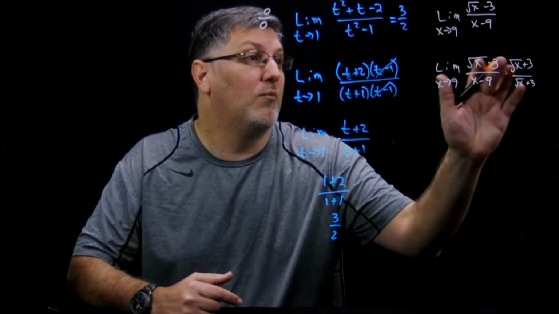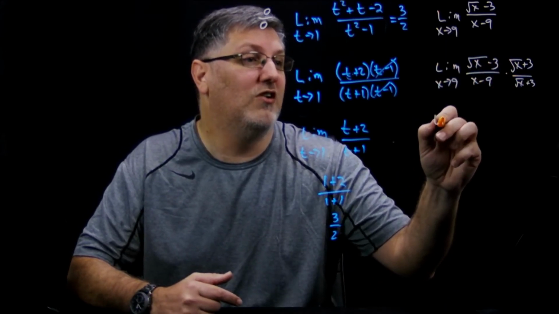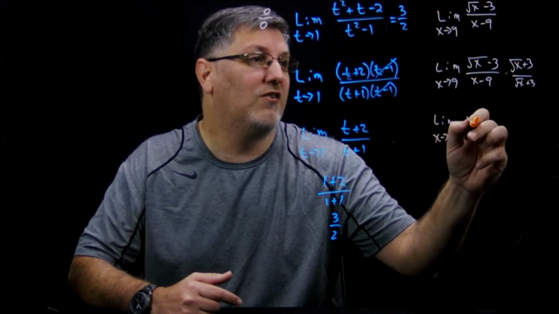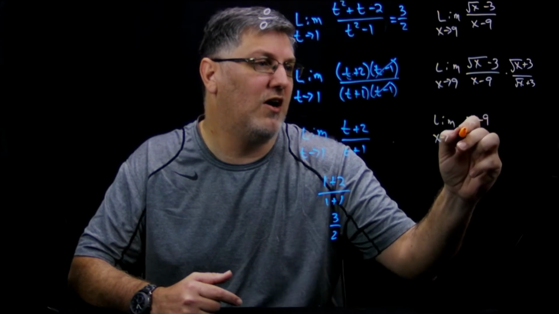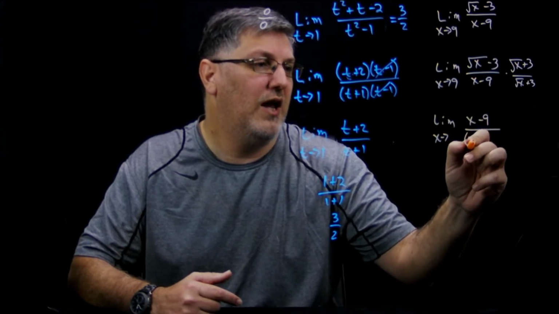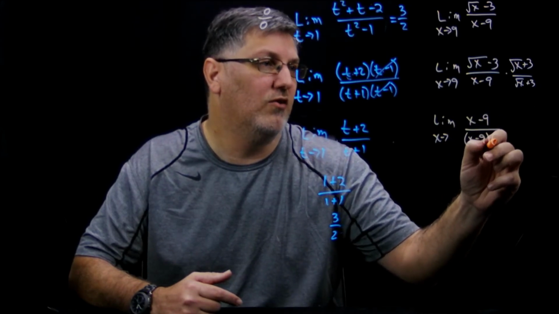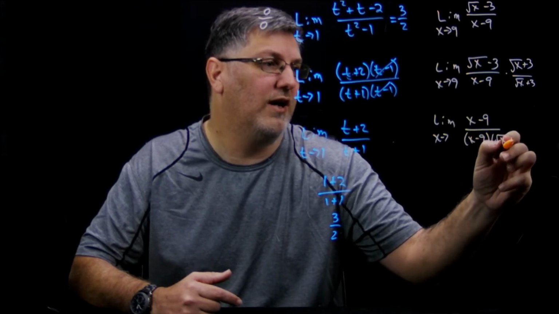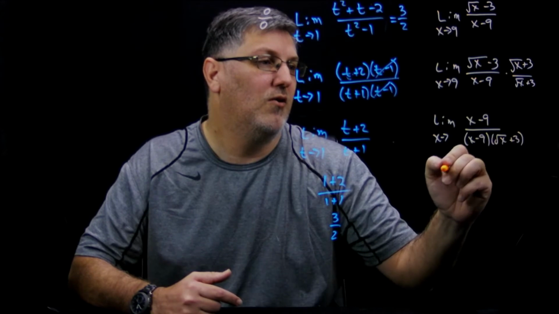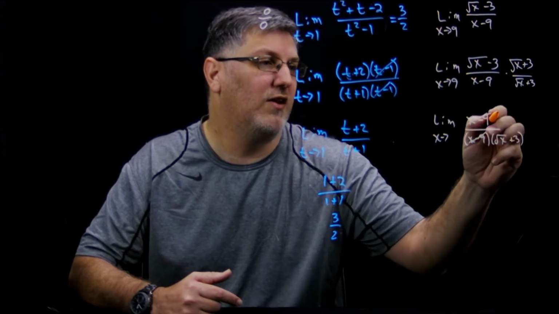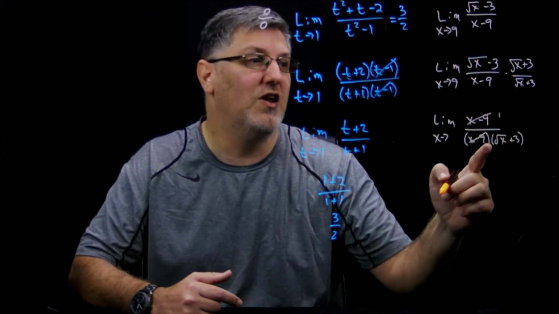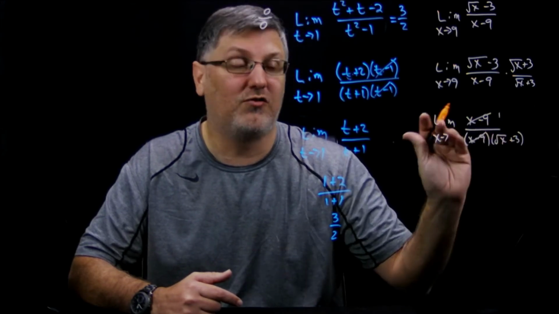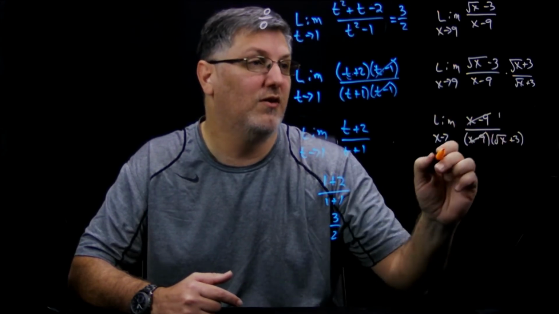All right, so when I multiply my tops together, what's nice is we're using a conjugate in this instance, and I'm going to get x minus 9 over x minus 9 times the square root of x plus 3. Well, hey, look, my x minus 9s cancel out, and that becomes a 1. It does not go away. You have to keep that as a 1. It doesn't become just the square root of x plus 3. Don't do that. That's a common mistake.